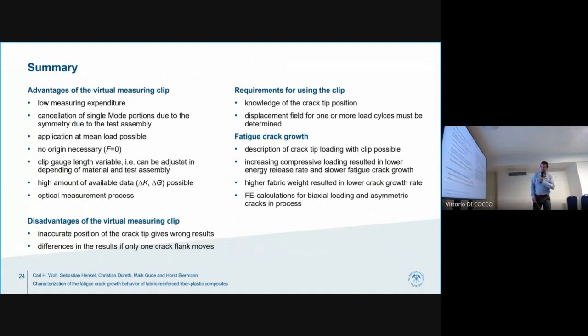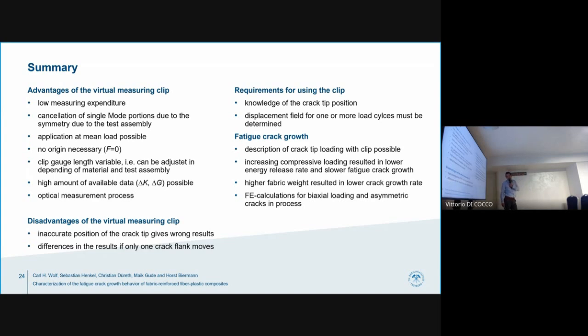At the end, I'd like to summarize. I showed you the virtual measuring clip, and you saw it was a low measuring expenditure, and it was possible that we measure the pure mode 1 and mode 2 loading due to symmetry. We don't need an origin to measure the stress intensity factors, and we had a variable gauge length. This means independence of the specimen size we could vary. We got a high amount of available data, and it's also an optical measurement process. This means we did not destroy our specimen.